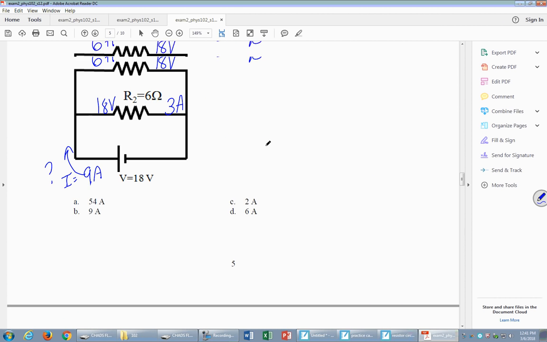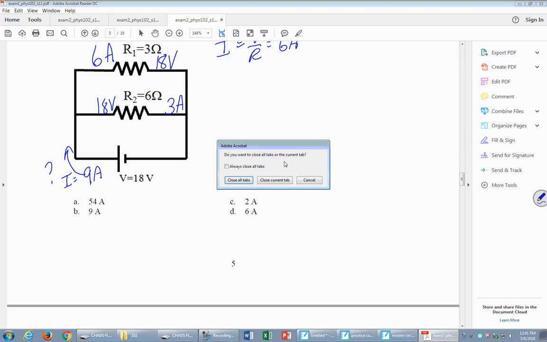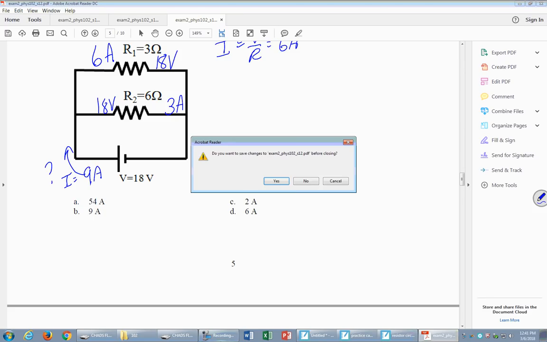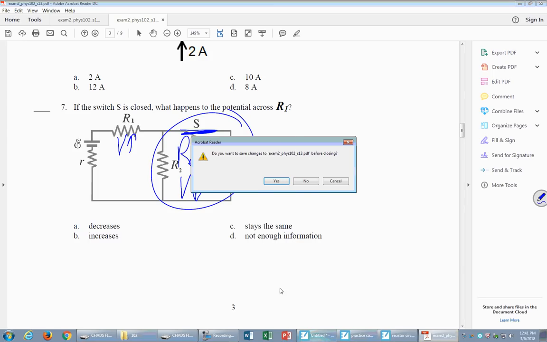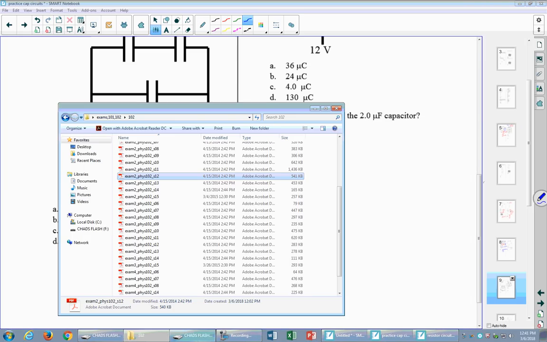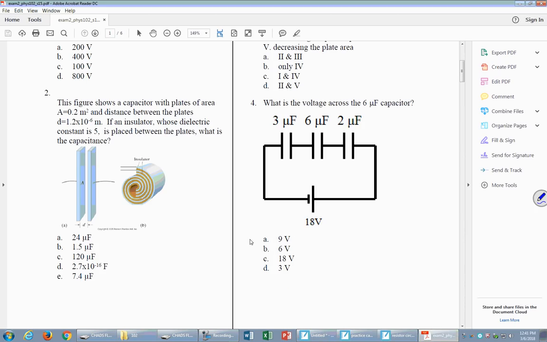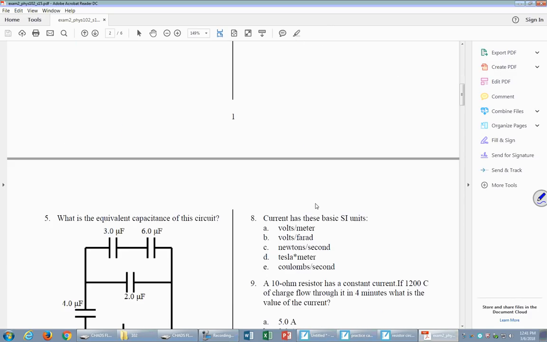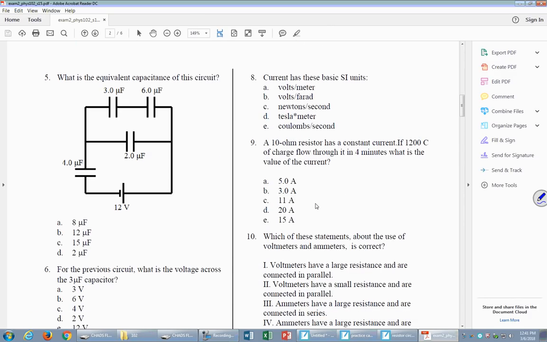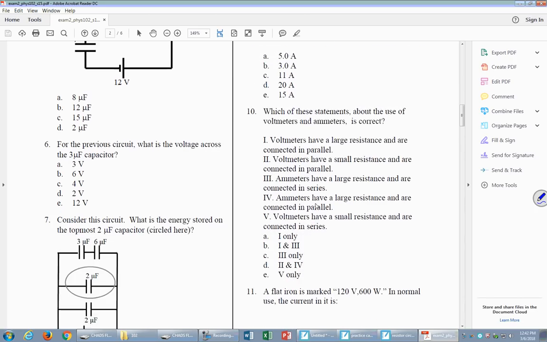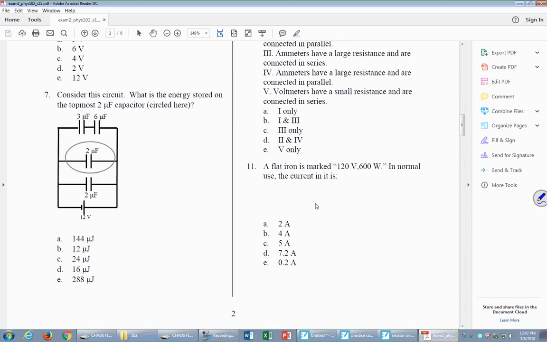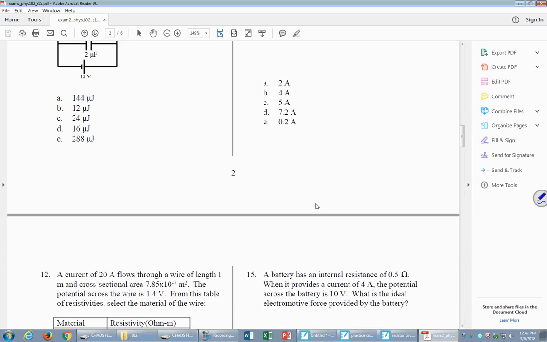That's all magnetic fields. Let's see, 15. Y'all look excited to be here. Any questions on this one?